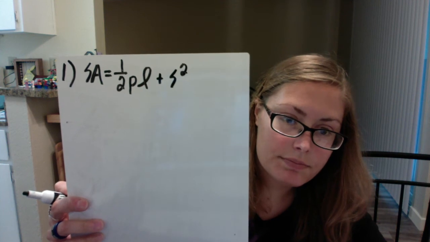Next one says find the surface area to the nearest tenth. So our surface area is equal to 1/2 the perimeter times the lateral height, and then we have plus side squared. Fill in our information. We have 1/2. Our perimeter is 3 plus 3 plus 3 plus 3, so 3 times 4, which is 12.